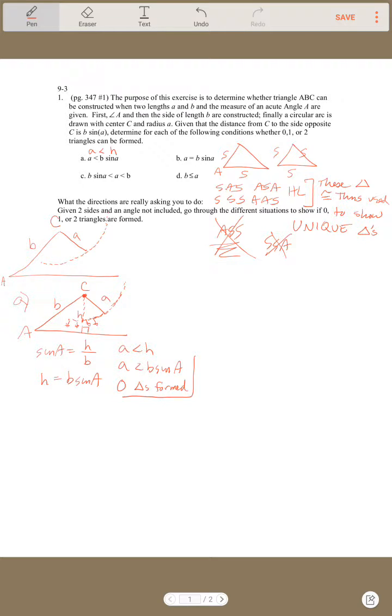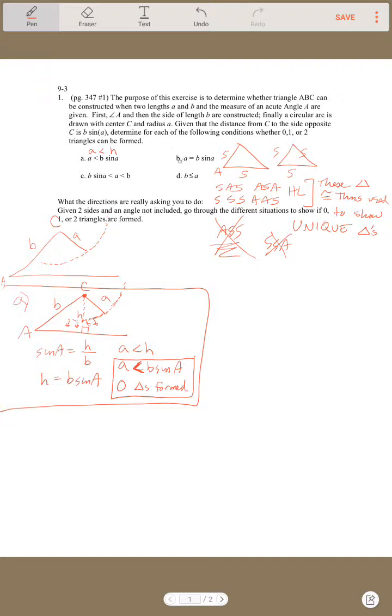That's what's happening in this first scenario here. If A is less than B sine A, we get that 0 triangles are formed. Okay? Let's keep going and examine what happens as we do the other scenarios here.